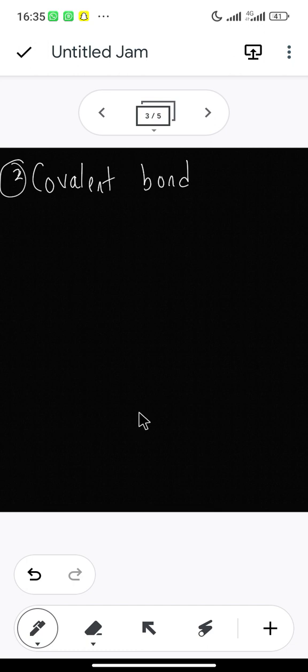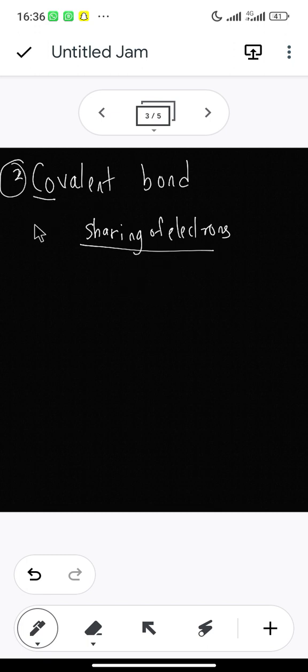Now, what are covalent bonds? In the first one we talked about ionic bonds. We talked about transfer of electrons from one atom to another. But this time around, there's no transfer. This time around, there's something called sharing. There's sharing of electrons. So when you hear the word sharing of electrons, you're talking about covalent.